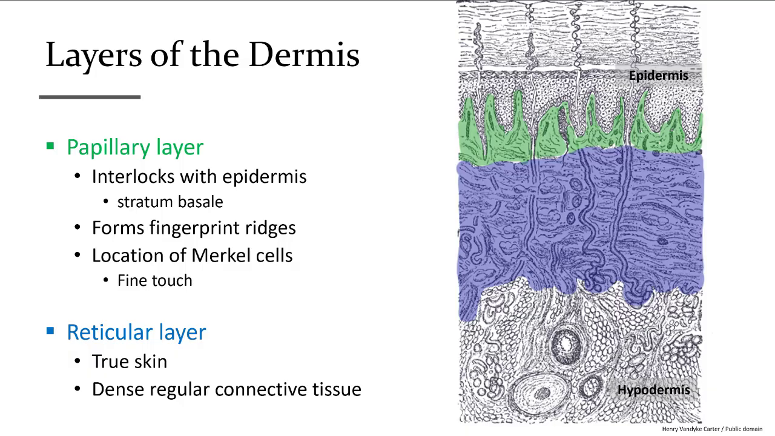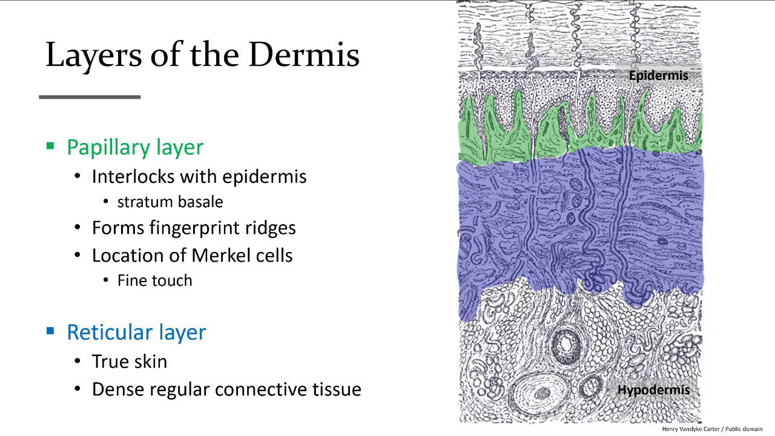For the dermis, we have 2 layers within the dermis. So it's right under the epidermis. The dermis has a layer known as the papillary layer. It goes up and down, and it interlocks with the epidermis like jigsaw puzzle pieces. So it helps actually hold the epidermis onto our skin. That's known as our papillary layer.